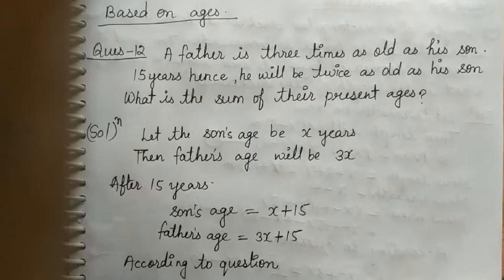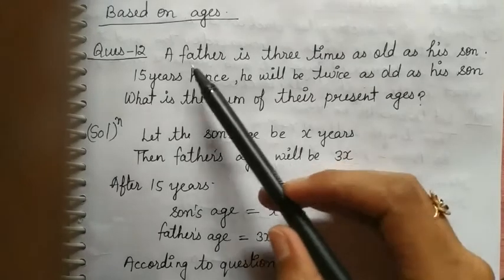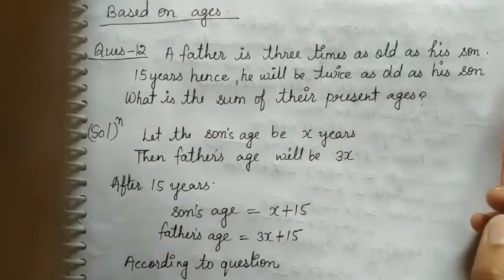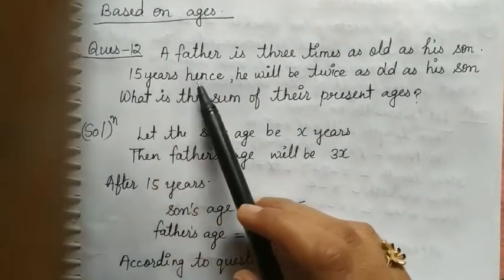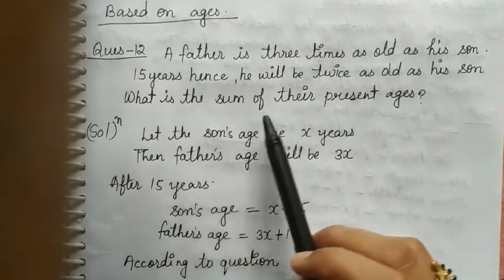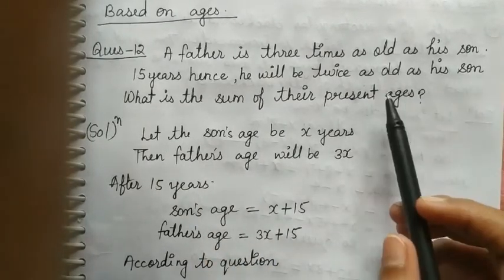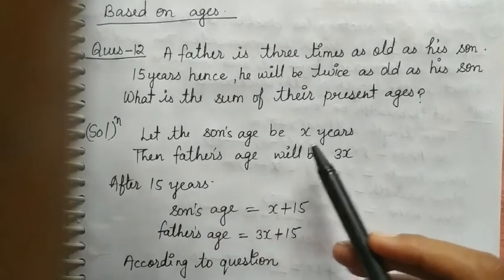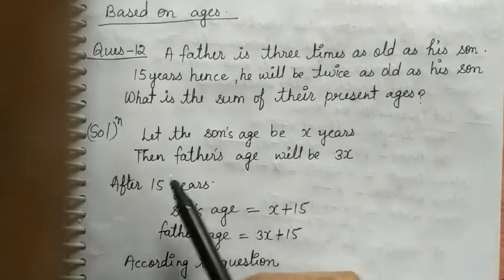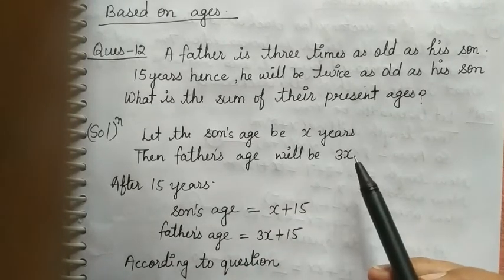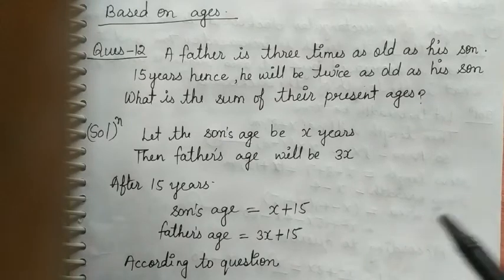Next question is based on ages. One example is: a father is 3 times as old as his son. 15 years hence he will be twice as old as his son. What is the sum of their present ages? It means we have to first find their present ages, then we will add. So let the son's age be x years. The father's age will be 3 into x because it is thrice the son's age.